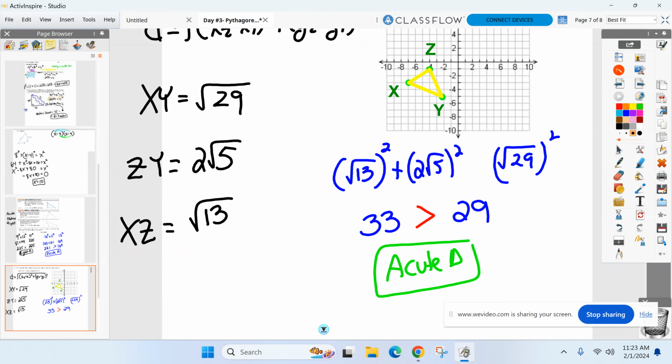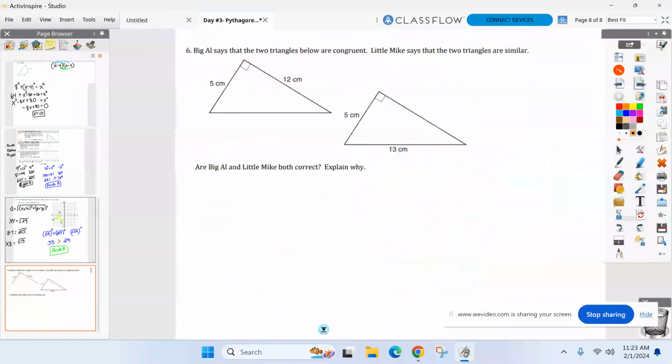All good? All right, one more. I got this off an old Regents question. And there he is again, Big Al. He brought his younger brother with him, little Mike. Big Al's like, hey, I think these two bad boys are congruent. The younger brother's like, I think they're similar. Are they both correct? One wrong, one right? Both wrong.